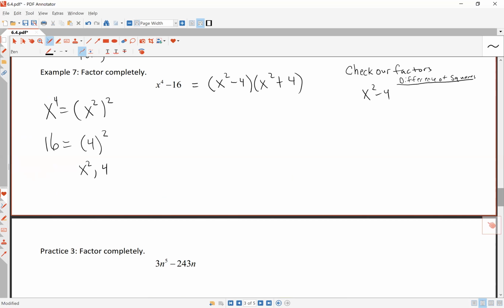We're not done yet with this one. We have to factor this one even further as x minus 2 and x plus 2. So we're going to go ahead and rewrite this one as x minus 2 and x plus 2.